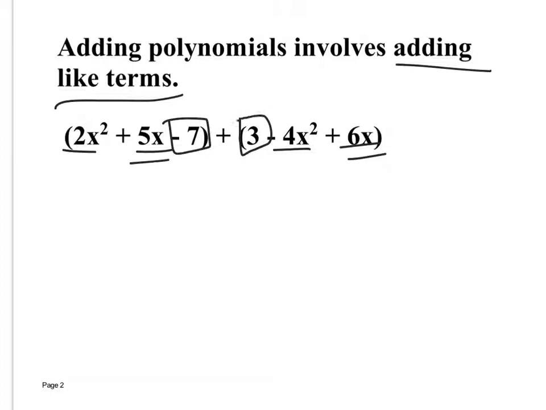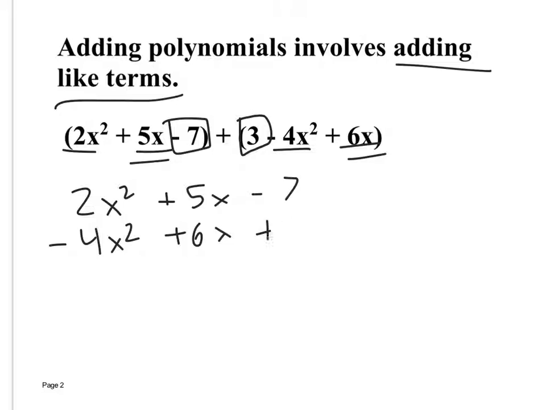So those are like terms, and you can rearrange it. If you've done enough, you don't even need to do that. But 2x squared minus 4x squared. You've got the 5x here that goes with the 6x, and then you've got negative 7 that goes with the 3. This is the vertical, the way they represent it. But 2x squared minus 4x squared, what is that? Negative 2x squared.